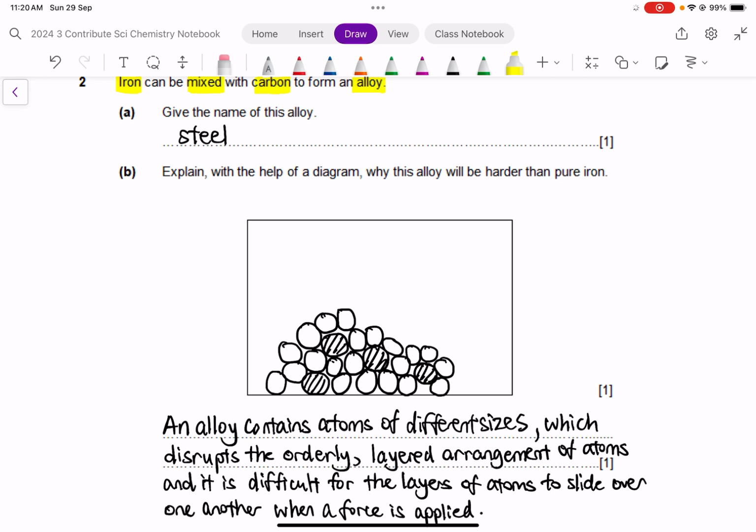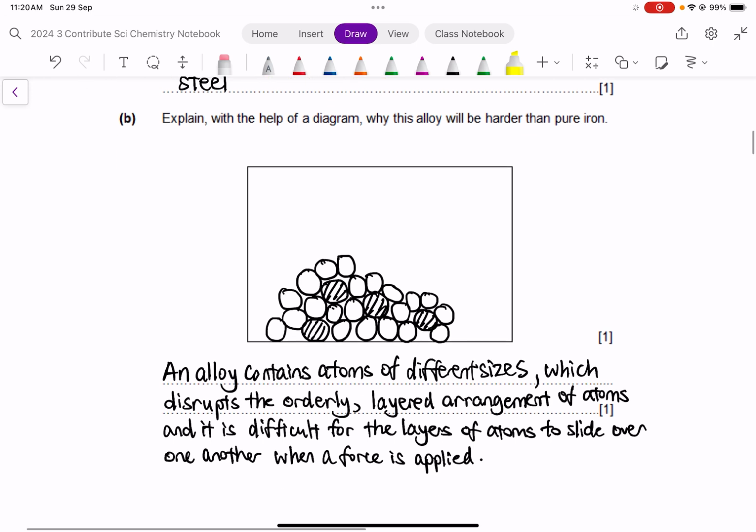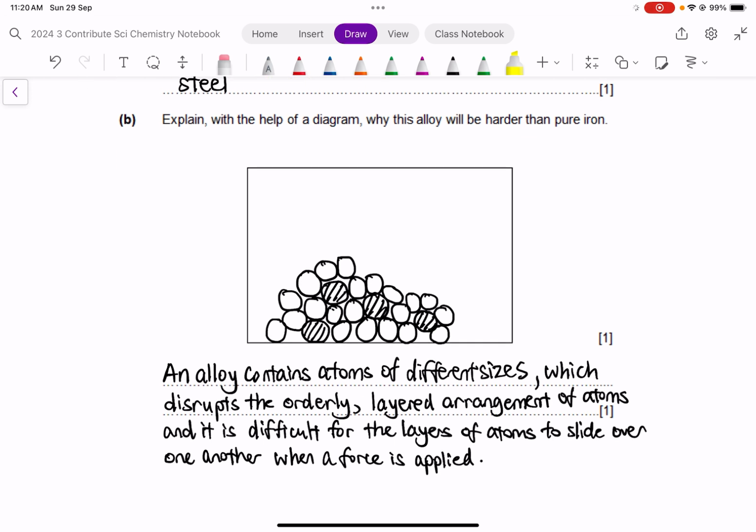So now we explain with the help of a diagram why steel alloy will be harder than pure iron itself. So as shown here in the diagram, we basically show atoms of different sizes. And there should not be any layered orderly arrangement in steel. So the idea is different size atoms and it's disorderly.